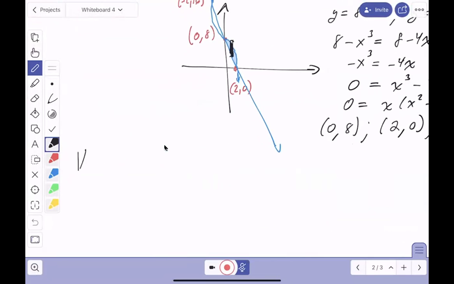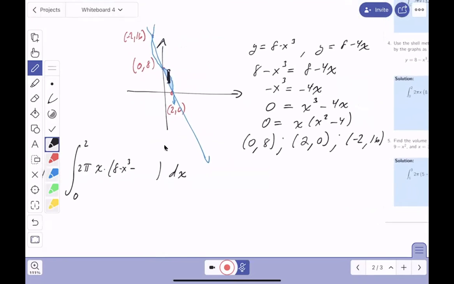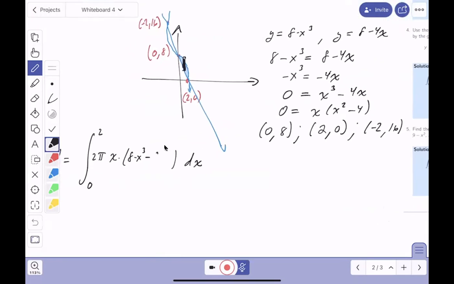So the volume is going to be, let's see, I'm going to start at 0, go to 2. I'm going along the x-axis. That's a differential. 2 pi x. X is the radius of that can. Upper minus lower. What's the upper? It's that cubic function, which is 8 minus x cubed minus the lower. What's the lower function? 8 minus 4x. So it's going to be 8 plus 4x.